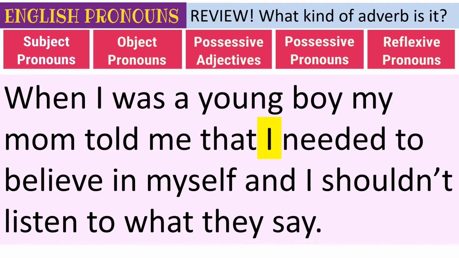I, that should be easy. Pause if you want to think longer. That's another subject pronoun. I is always a subject pronoun, and I is doing the action of needed. Myself, pause if you want to think, is a reflexive pronoun, right? Reflexive pronoun. They say, is a subject pronoun, of course. They is doing the action of say and is replacing a group of people.